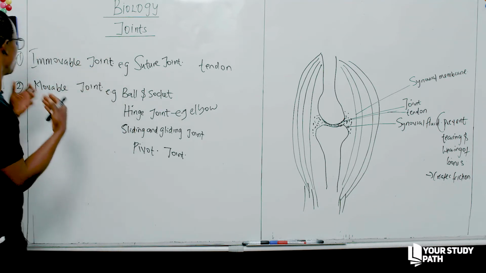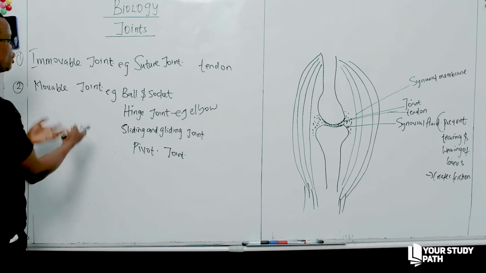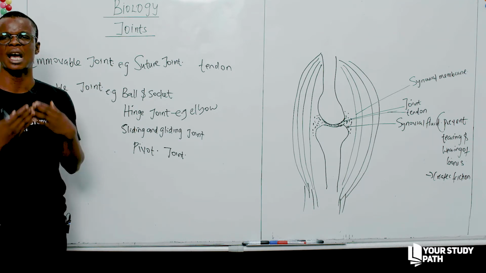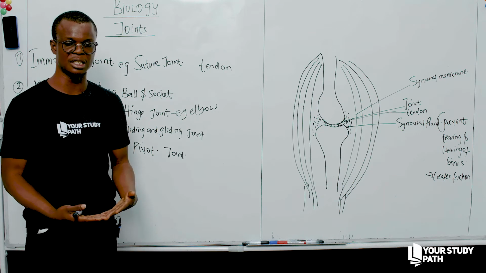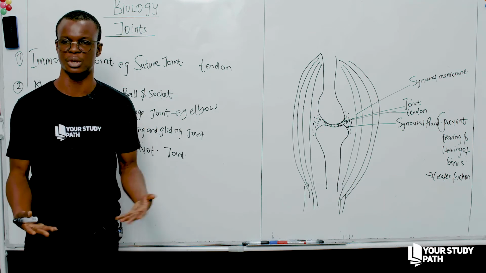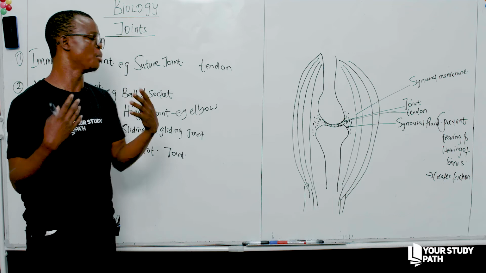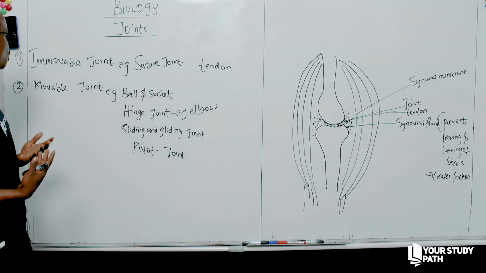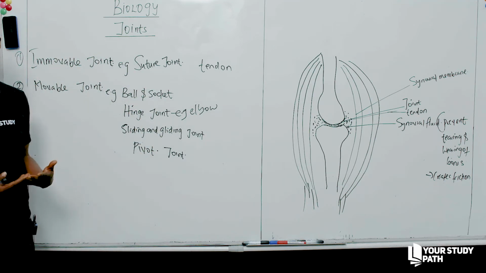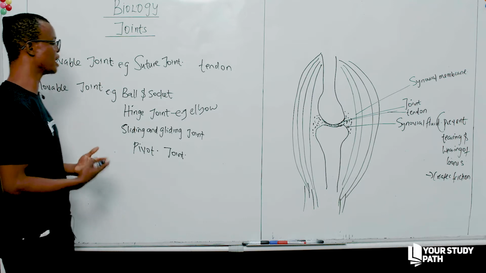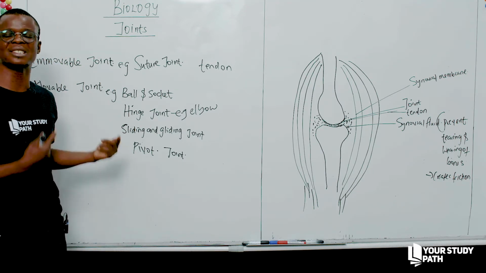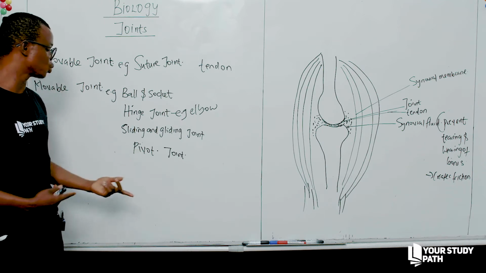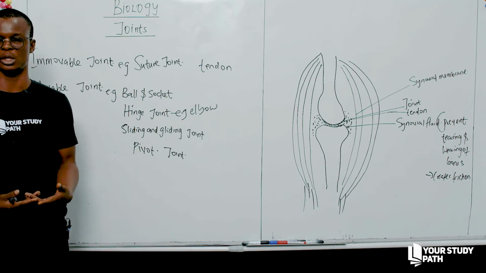We now have the second one, the movable joints. We said movable joints are those joints that can move either 90 degrees, 180 degrees, or 360 degrees. And we said we have about 4 different types of movable joints. Number 1, we have the ball and socket joint. 2, we have the hinge joint. 3, we have the sliding and gliding joint. And the last one, we have the pivot joint.